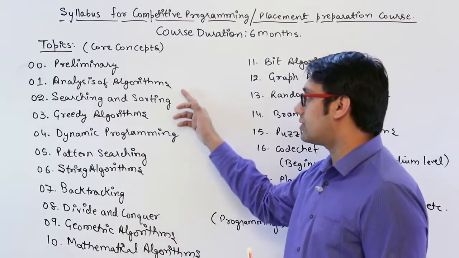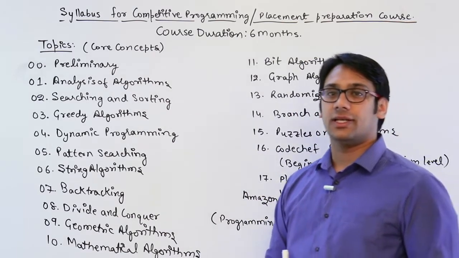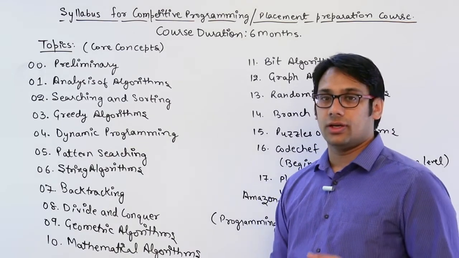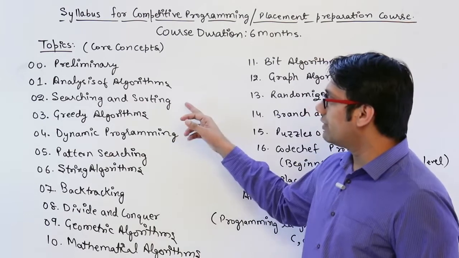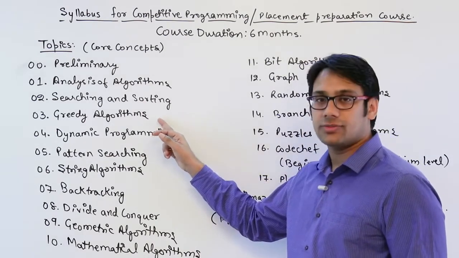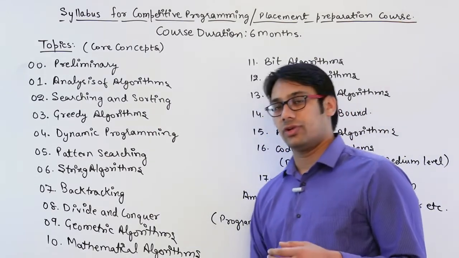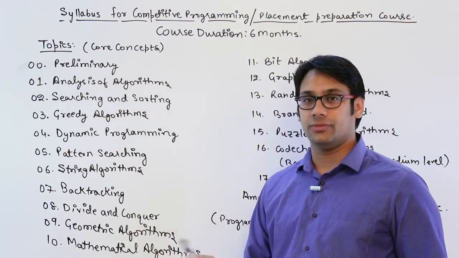Then the next introduction is analysis of algorithms based on the time complexity criteria, because there are different ways of analyzing a particular problem, analyzing particular algorithms. Then we'll be discussing searching and sorting algorithms. Then there are greedy algorithms. Still, as I'm telling you, in case of GATE we only discuss 3 to 4 algorithms, but here we are going to discuss a lot more algorithms as compared to them.